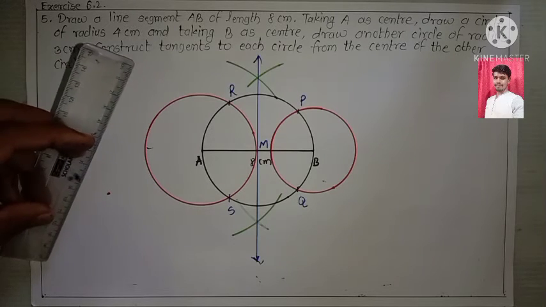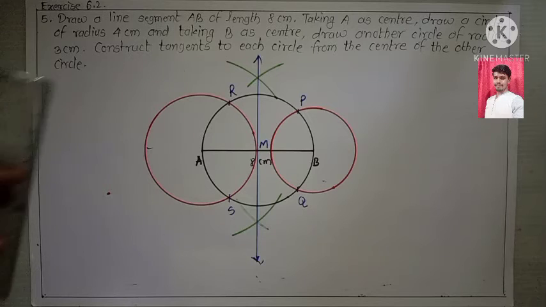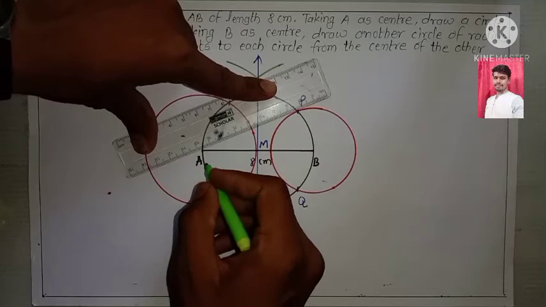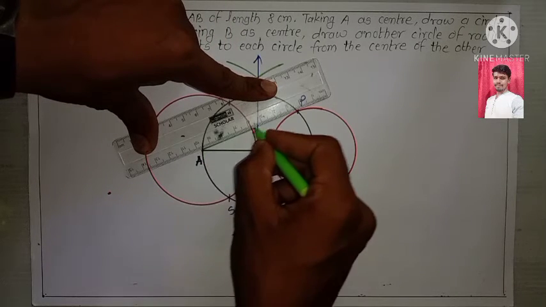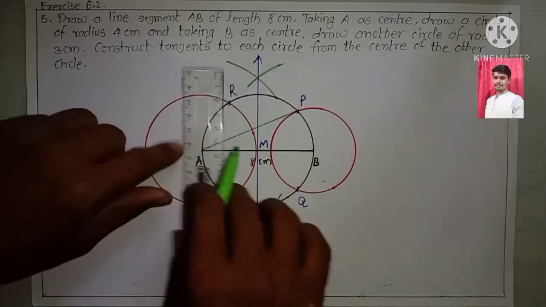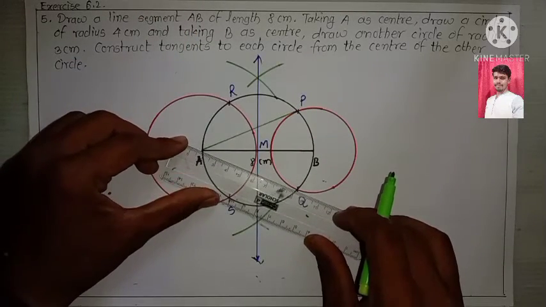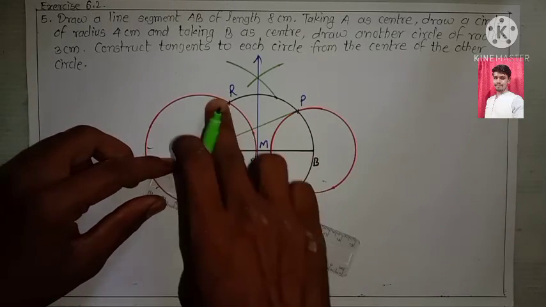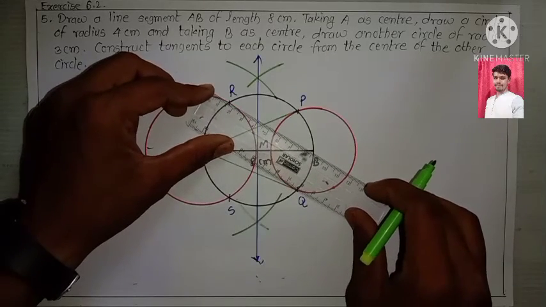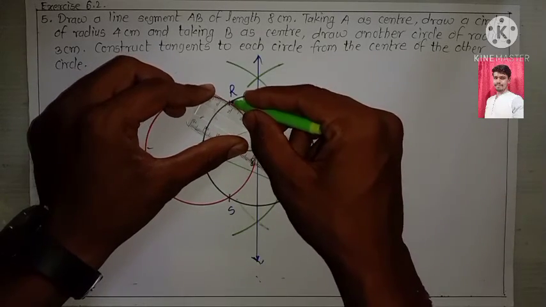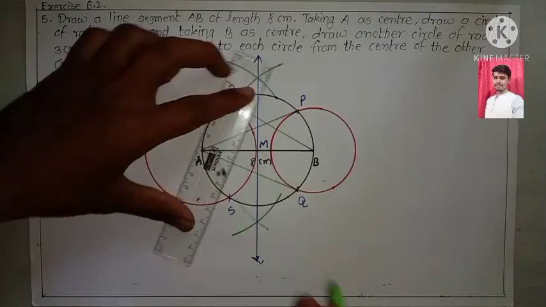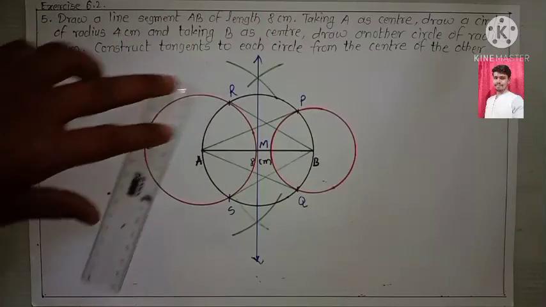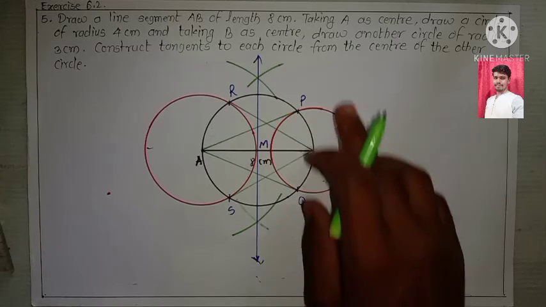In step 7, what do we do? Join these points, that is AP, which is the first tangent through the center of the first circle, and similarly join AQ, which is another tangent through the center of the first circle. Similarly now join BR and BS. If we join, we get another pair of tangents through the center B of the second circle, which is the required construction for this given question.